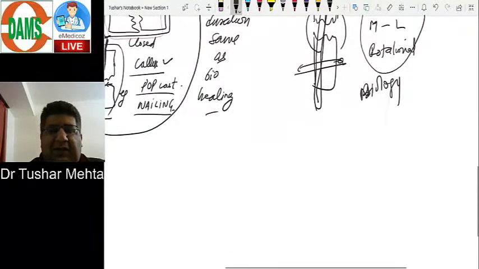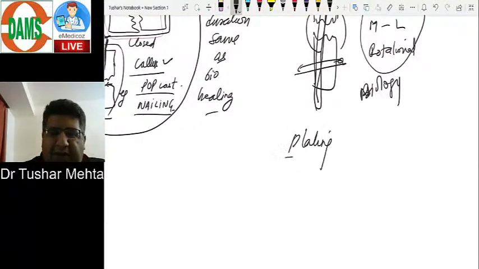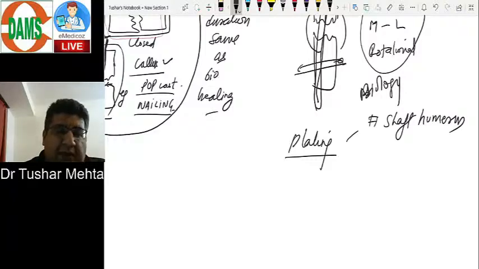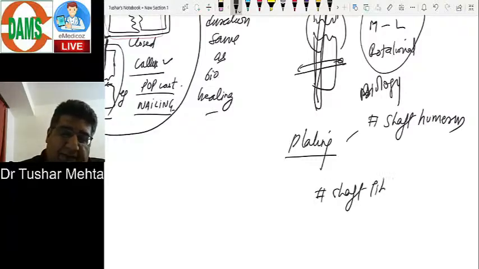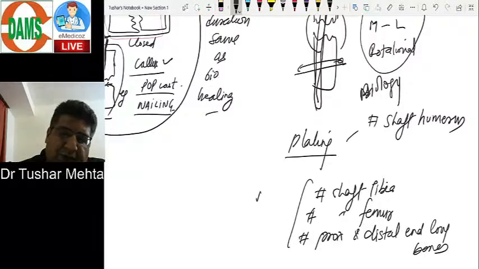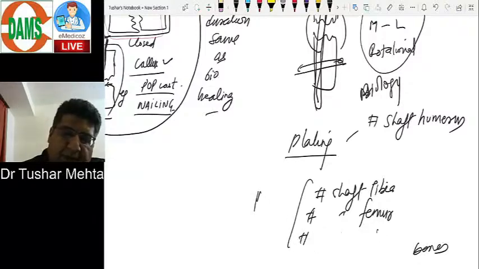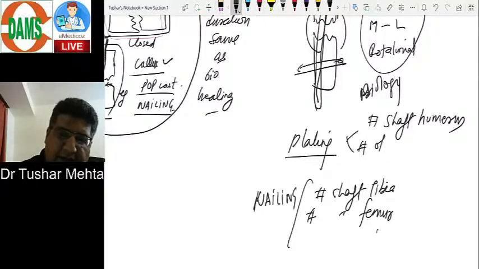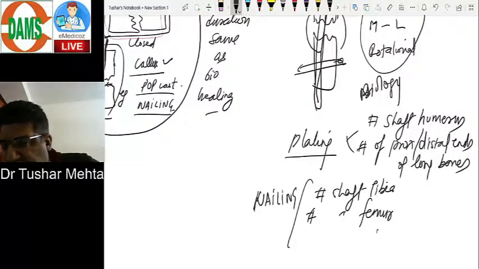You are asking me for an example of bone fracture. I'm telling you that wherever you put a plate, let us say, for example, fracture shaft of humerus, usually plating is done. At the same time, fracture shaft of tibia, fracture shaft of femur, and fracture of the proximal and distal end of the long bones, here usually nailing is done. But yes, if there is a fracture of the proximal and distal ends, there we do plating itself. This is like this.